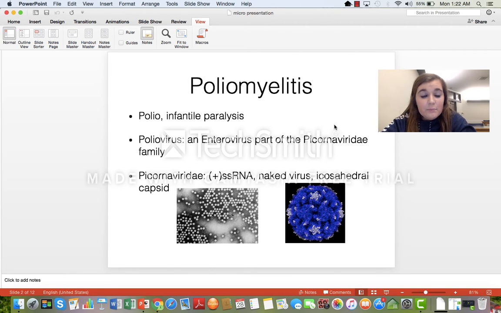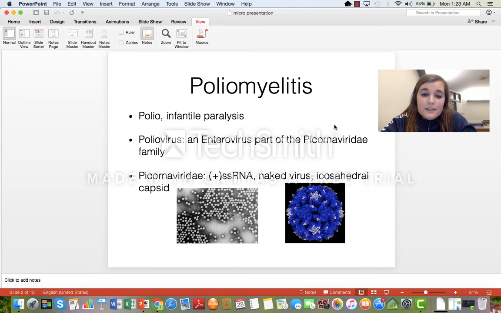It's also known as polio or infantile paralysis because when it was originally undiagnosed, when people couldn't figure out what it was, they found the most common symptoms of polio in infants. The poliovirus is a part of the enterovirus genus, which is a part of the Picornaviridae family, which I'll get to in a little bit.